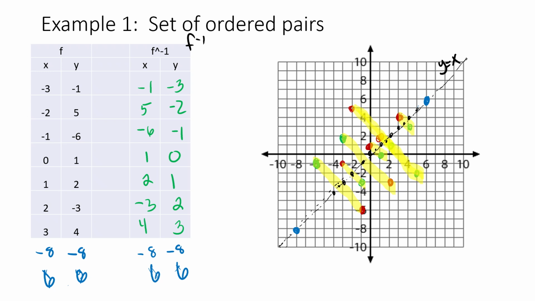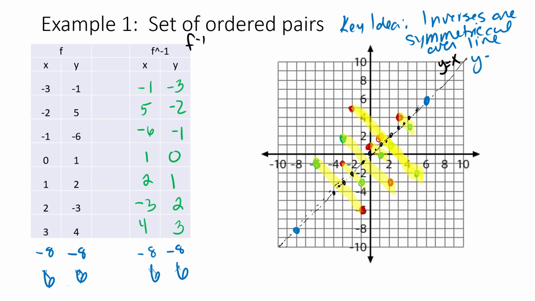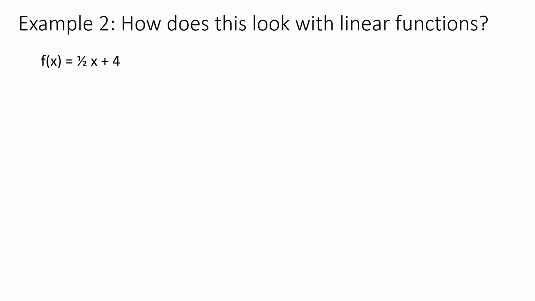So key idea right here is that inverses are symmetrical over the line y equals x. They're not symmetrical over the x-axis or the y-axis. They're symmetrical over the line y equals x. So how does this look with linear functions? So we're going to look at the linear function there.